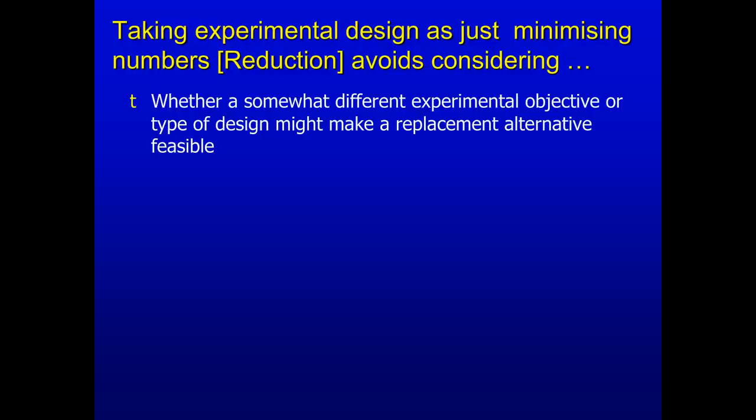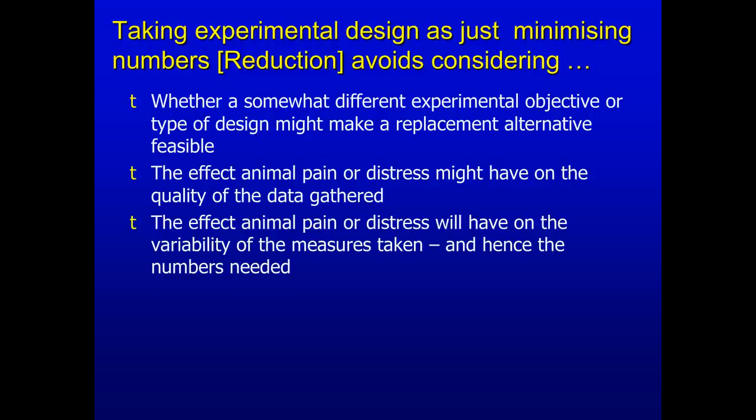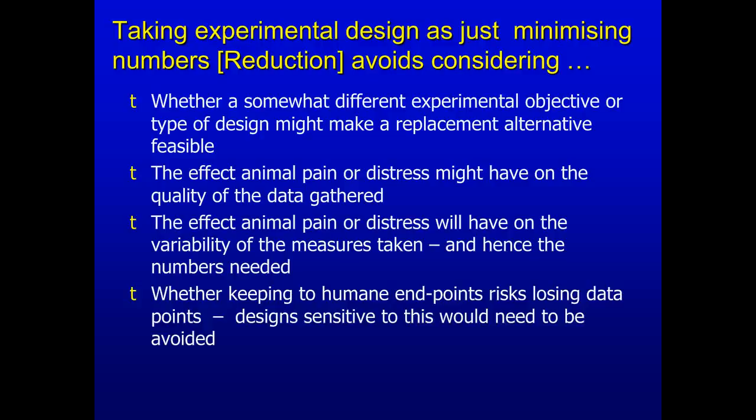And the other problem about considering experimental design and optimizing it as just reducing the numbers is you don't think about possible alternate objectives, you don't think about this effect of pain or distress, and you don't think about the variability that that may cause in the measure that you're taking, and hence the numbers that may be needed to investigate a real effect. But equally, the point about losing data is important because you need to avoid designs that would be highly sensitive to it.